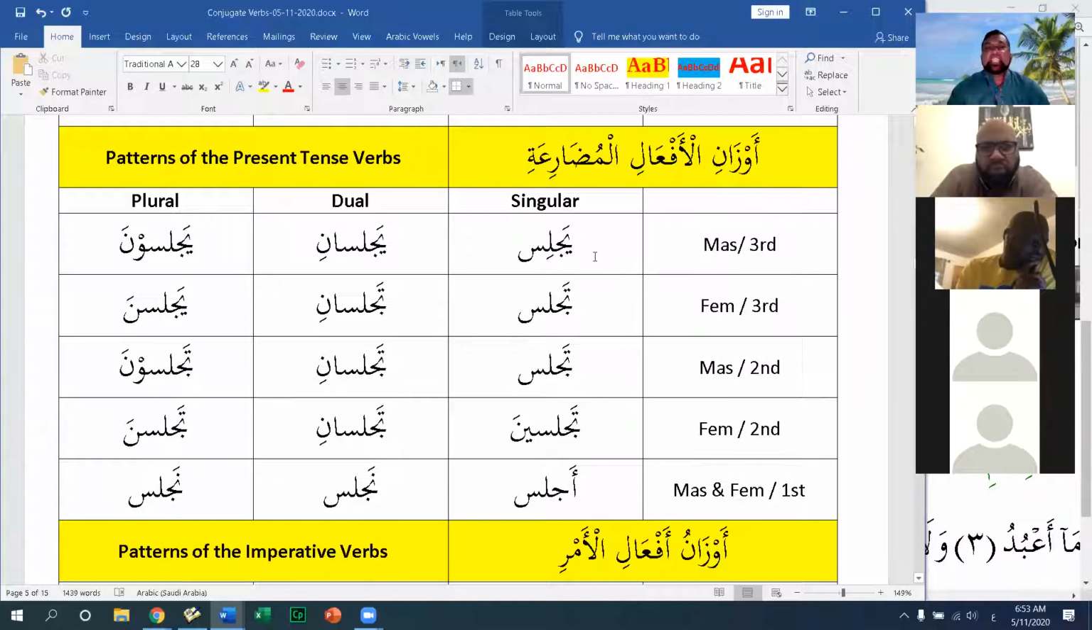Yajlisu. How do we know that there is a kasra on the lam? You have to memorize it or learn it from a dictionary or ask someone. Jalasa yajlisu. Go ahead. Huwa yajlisu.